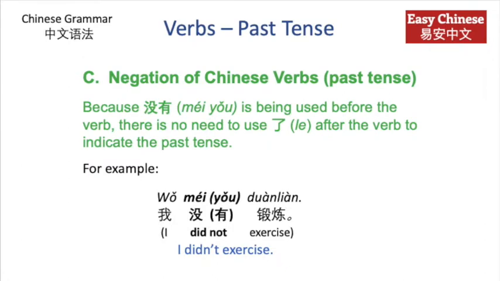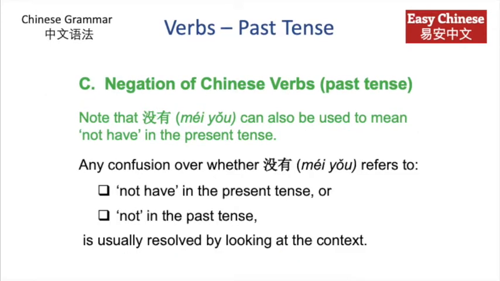Because 没有 is being used before the verb, there is no need to use le after the verb to indicate the past tense. For example, 我没锻炼. I didn't exercise. Note that 没有 can also be used to mean not have in the present tense. Any confusion over whether 没有 refers to not have in the present tense or not in the past tense is usually resolved by looking at the context.